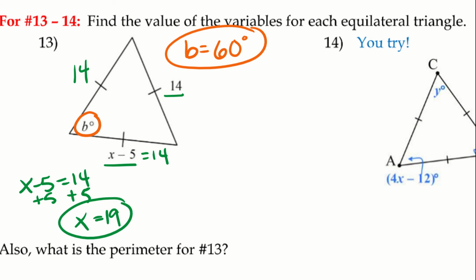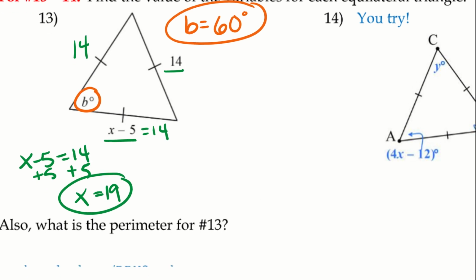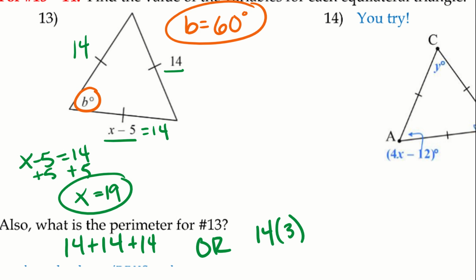So we also want to find the perimeter of number 13. Since all the sides are the same, what we could do is 14 plus 14 plus 14, or if you want, since all three sides are the same, you could do whatever number you have and then multiply it by 3, because the triangle has 3 sides. So if you like to just add all the sides together, go for it, or you can use the multiplication if you see that. Either way, you'll get the same exact answer. So one way or the other, adding or multiplying, our perimeter is 42.